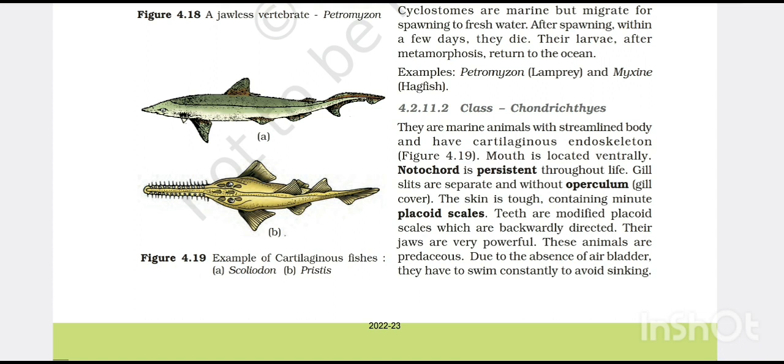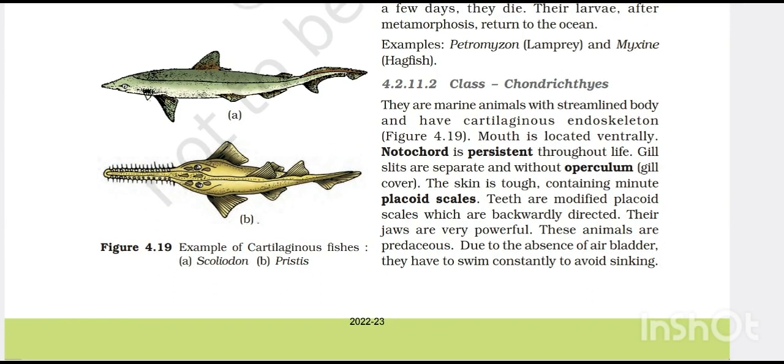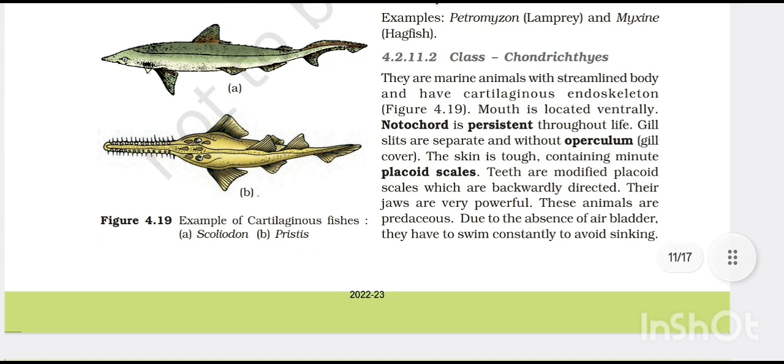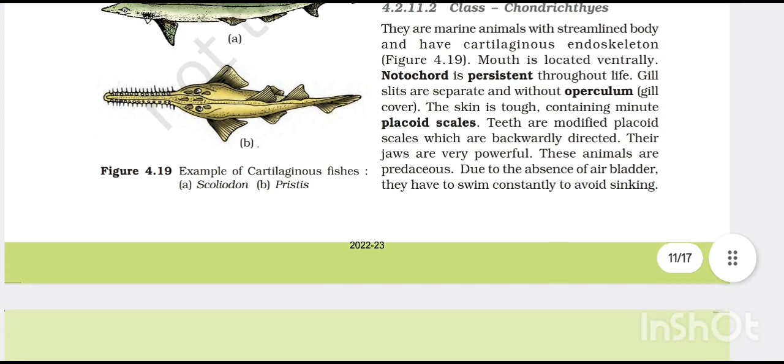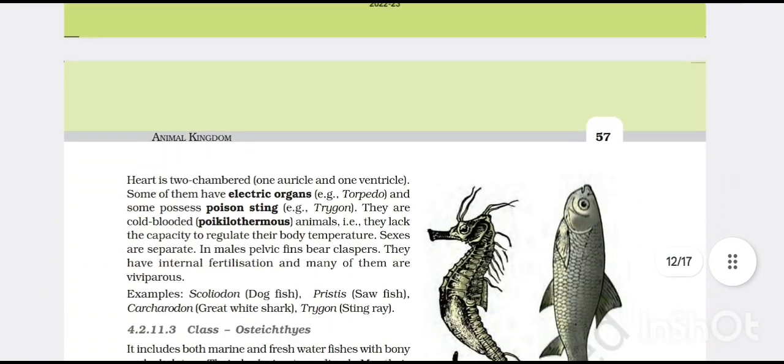Then Chondrichthyes, they are marine with streamlined body, have cartilaginous endoskeleton. Mouth is located ventrally. Notochord is persistent throughout the life. Gill slits are separate without operculum, that means gill cover is absent. Skin is tough, containing minute scales, placoid scales. Teeth are modified placoid scales which are backwardly directed. Their jaws are very powerful. These animals are predaceous. Due to absence of air bladder, they have to swim constantly to avoid sinking.